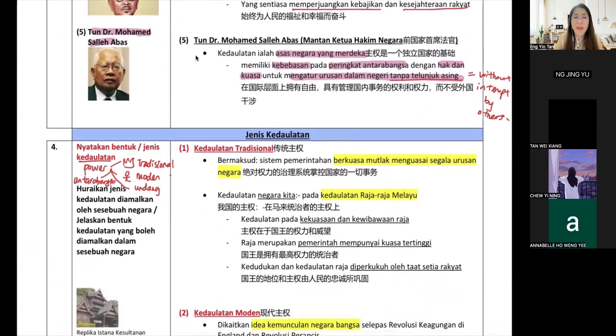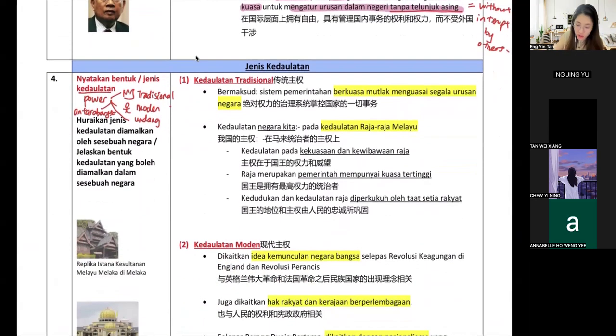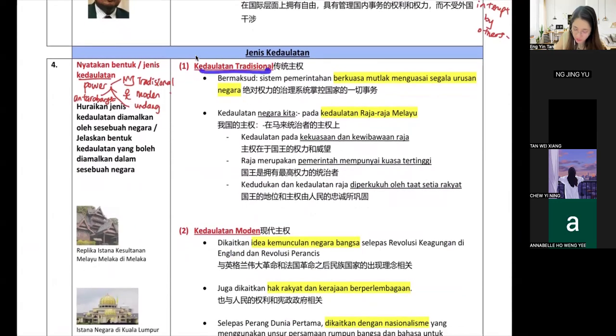So think like this, everybody. When we talk about kedaulatan traditional, we have the king. So can you see here? When we explain kedaulatan traditional, it is referring to our government having the full power. Everybody highlight this. Berkuasa mutlak. What is berkuasa mutlak? 100% full power. Mutlak means 100% full. We don't use the word kuasa penuh here. We use the word mutlak.